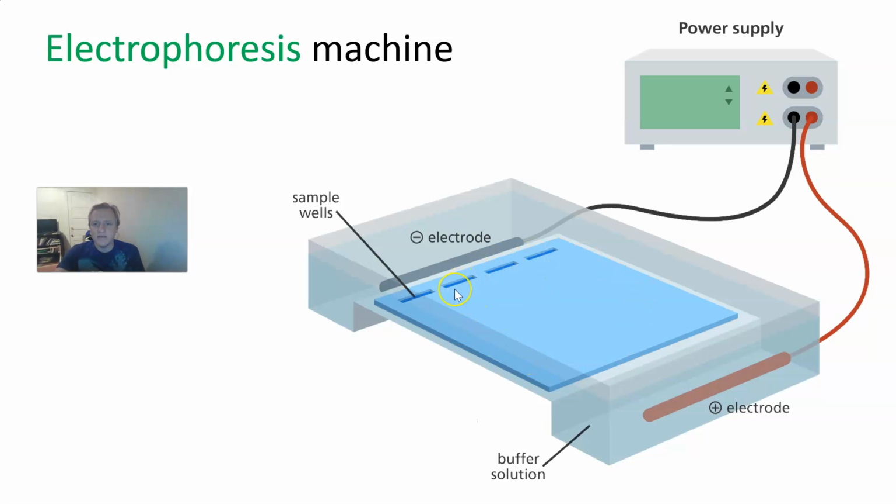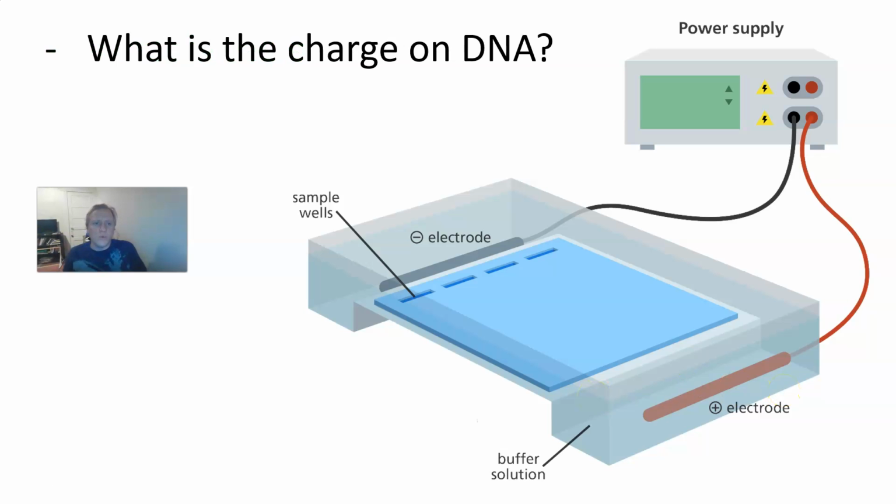Here is the gel itself. Here are your two electrodes, your negative electrode and your positive electrode. Here are your wells. This is where you're actually going to pipette your DNA into. Here's buffer solution. You don't need to worry about that. But so, what's the charge on DNA? DNA has a negative charge naturally, right? Because of those phosphate groups.